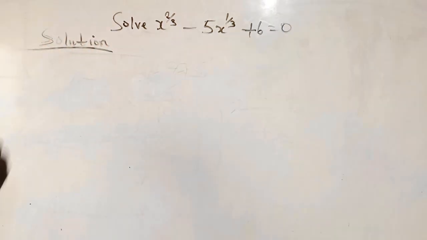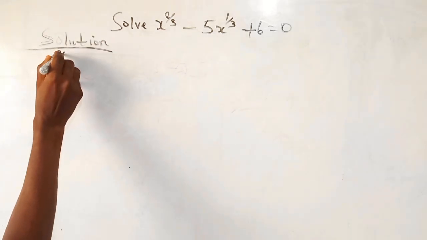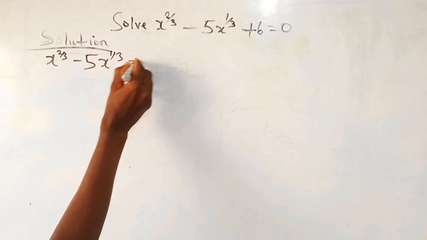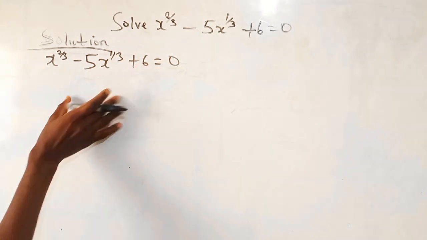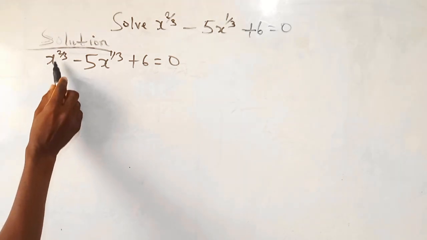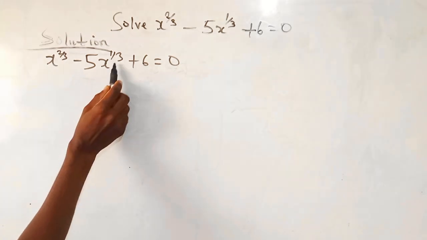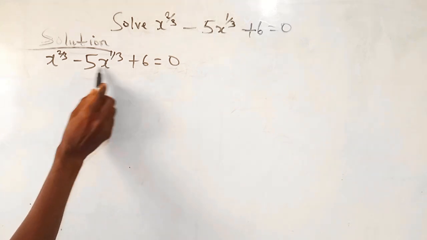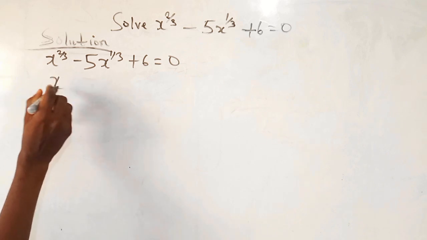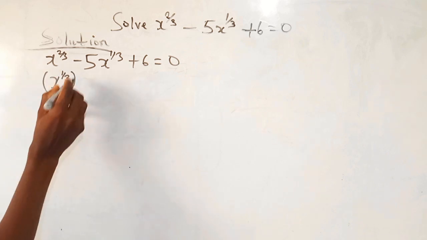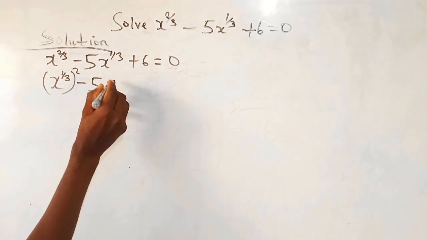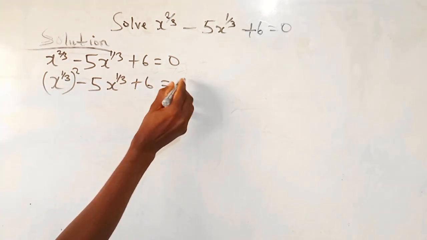We have x to the power of 2 over 3 minus 5 times x to the power of 1 over 3 plus 6 equals 0. When we look at this, let's look at the variable, which is x. We have x with the power 2 over 3, and x with the power 1 over 3. We can rewrite this as x to the power of 1 over 3, all to the power of 2, minus 5 times x to the power of 1 over 3 plus 6 equals 0.